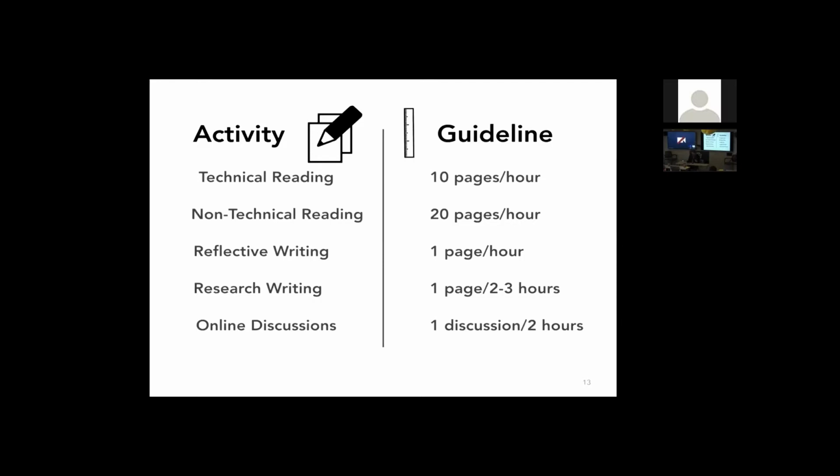Research writing, this would include research time, finding sources, organizing sources, all of that stuff. 1 page per 2 to 3 hours. That probably looks a little bit scary if you've got 5-page research papers in your course, but we'll look at that a little bit later too. And then online discussions, I usually say 1 whole discussion, including a main post and a couple of responses here and there, takes about 2 hours of time.